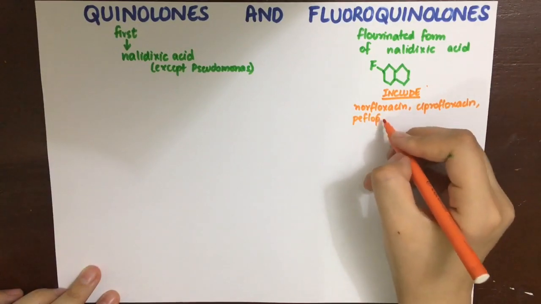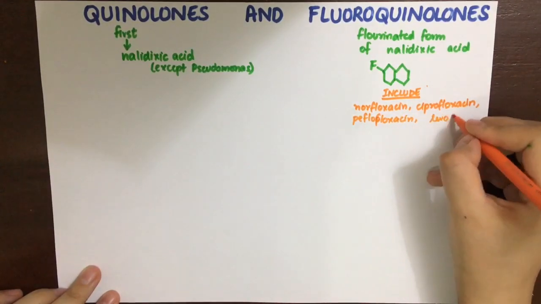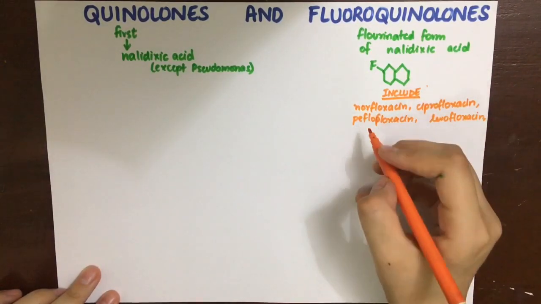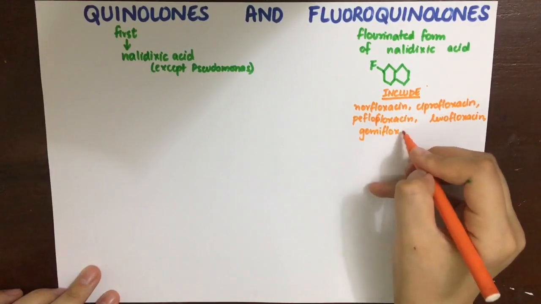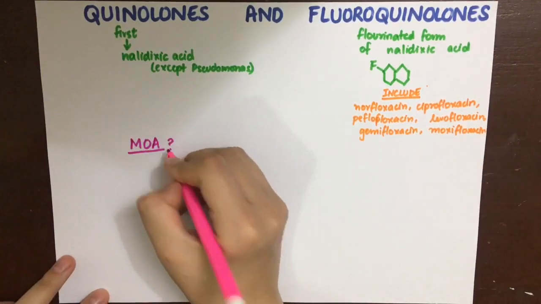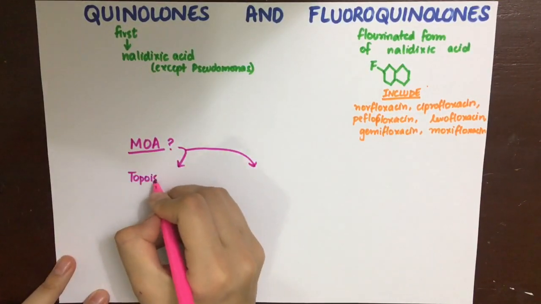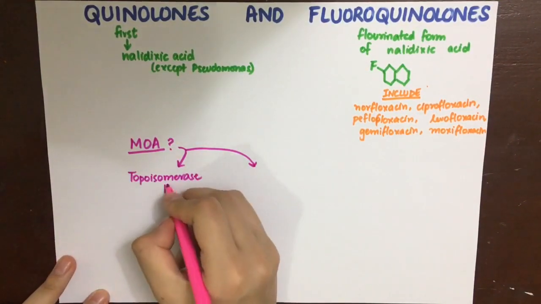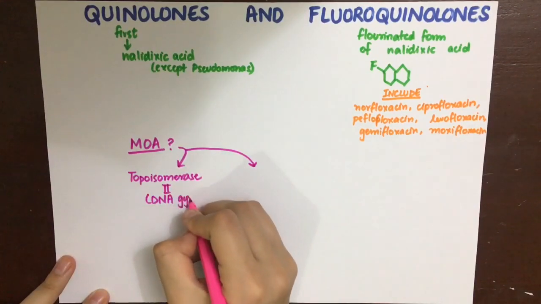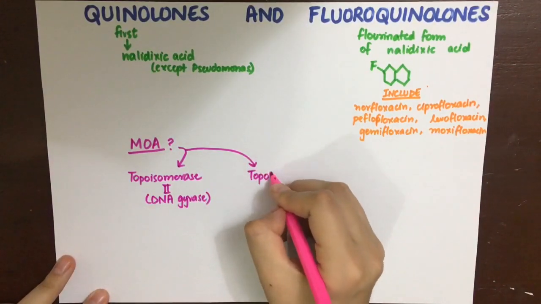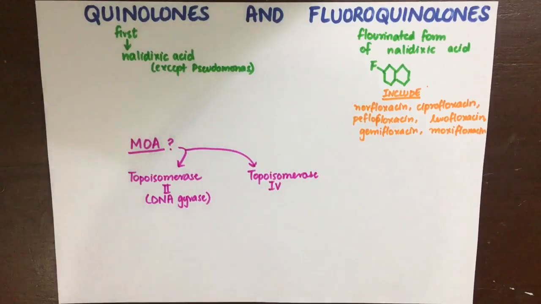They include norfloxacin, ciprofloxacin, pefloxacin, levofloxacin, gemifloxacin, and moxifloxacin, etc. Their mechanism of action involves the inhibition of two enzymes that are required for DNA replication to go smoothly. First is topoisomerase 2, also known as DNA gyrase, and secondly, topoisomerase 4.